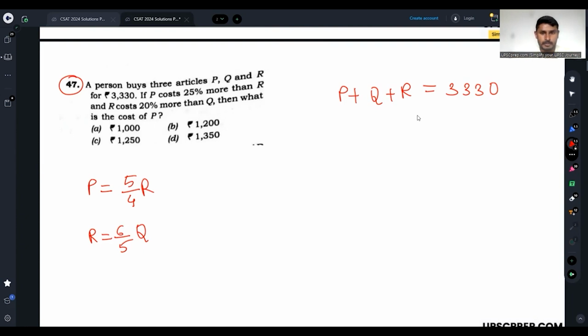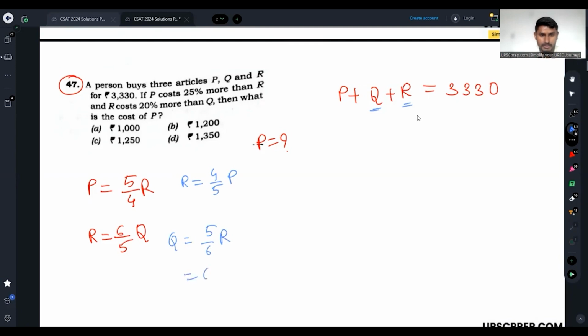Then what is the cost of P? We have to find out the cost of P. Okay, so we have relations between P, Q, R. What we will do is convert Q and R in terms of P. We have a direct relation of R with respect to P, so R can be written as 4/5 times P, right? Now we have to find the relation between Q and P. So Q can be written as 5/6 times R, right?